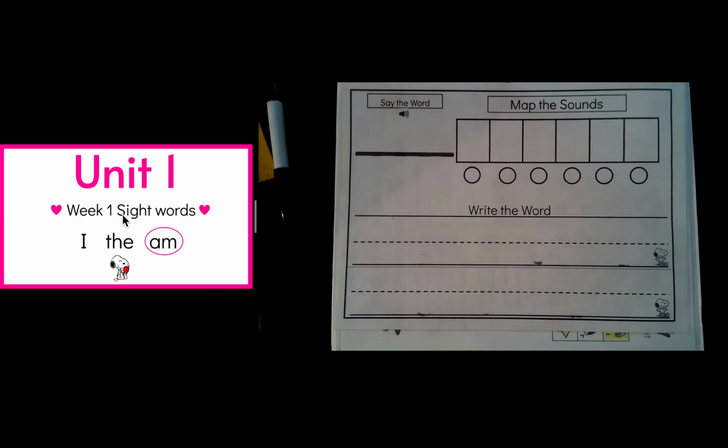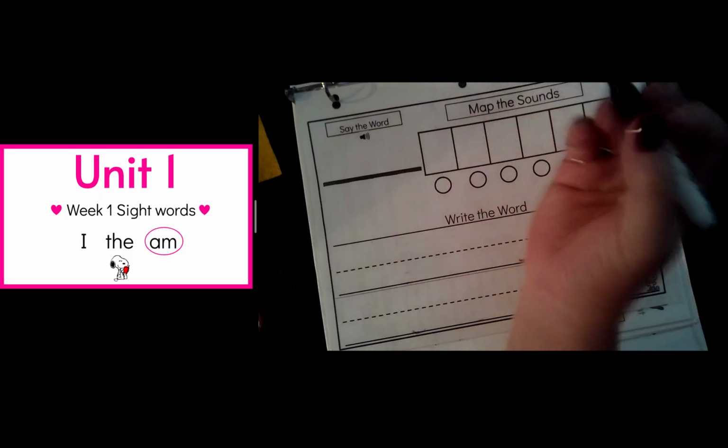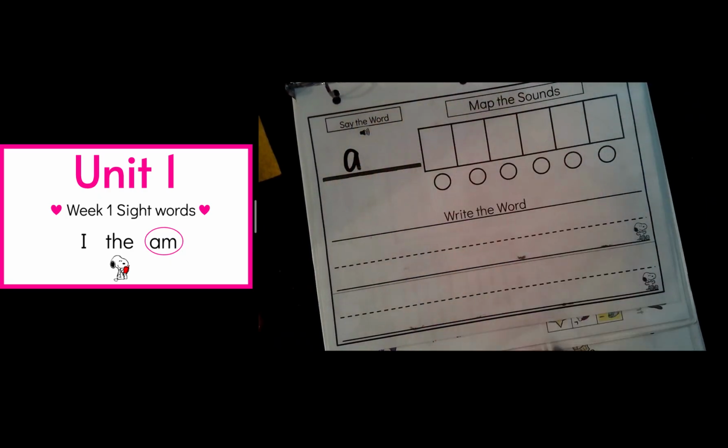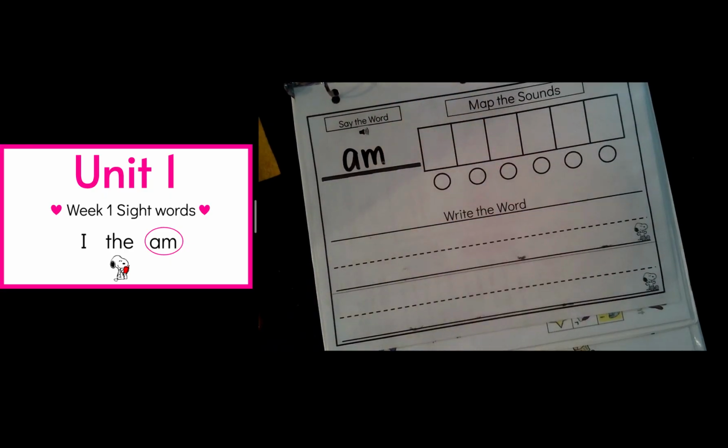Okay, our next sight word is am. I am so excited for school today. Am. Let's spell the word. A, M. Am. Let's look at the sounds.